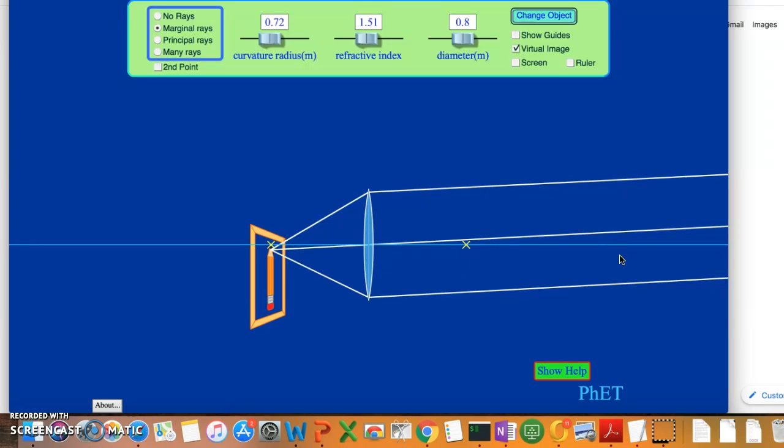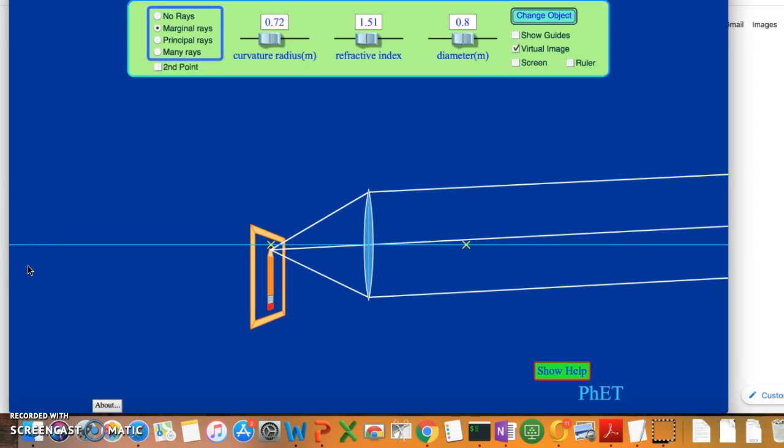There can't be an image because these rays are never going to converge either over on this side or if I trace them back to this side. This is why when you did the actual lens lab, you got undefined for the image distance, because there is no place for the rays to converge, so there will be no image.